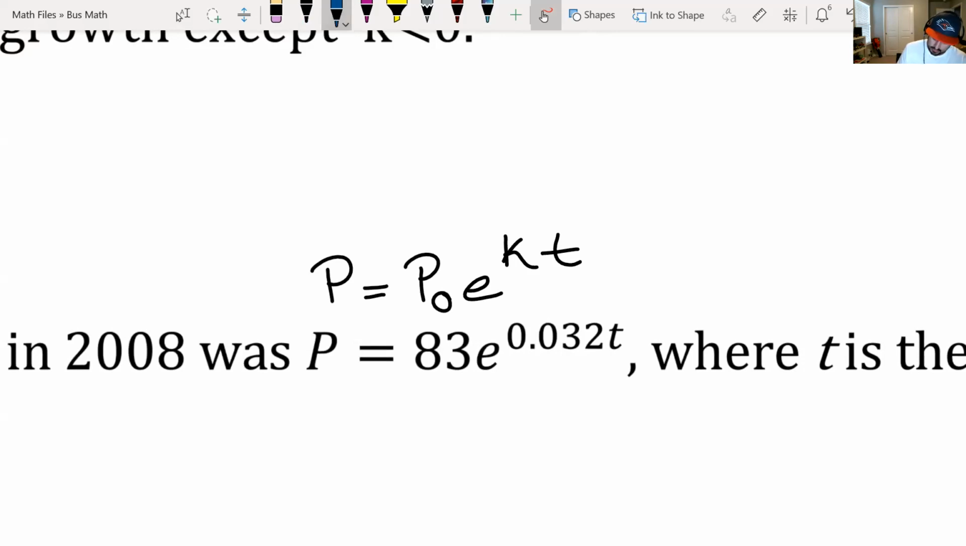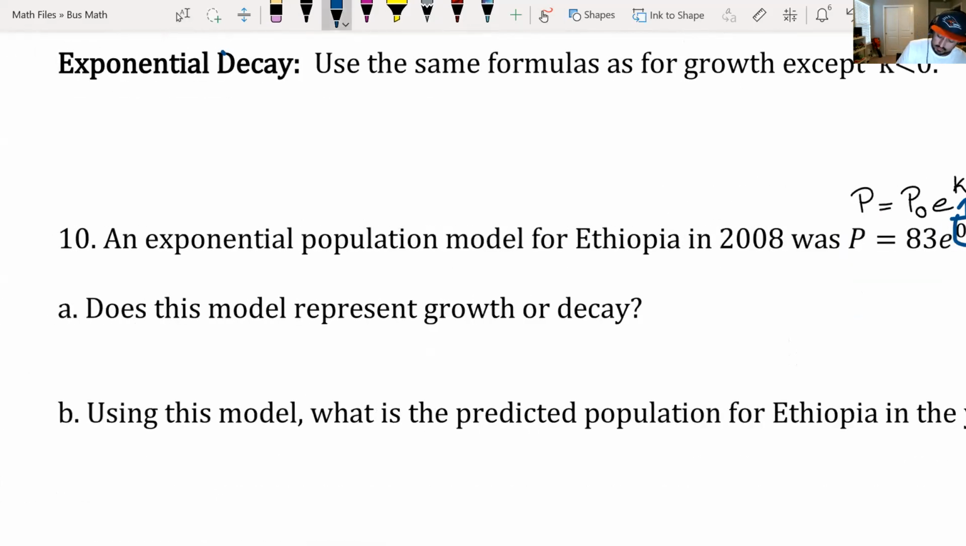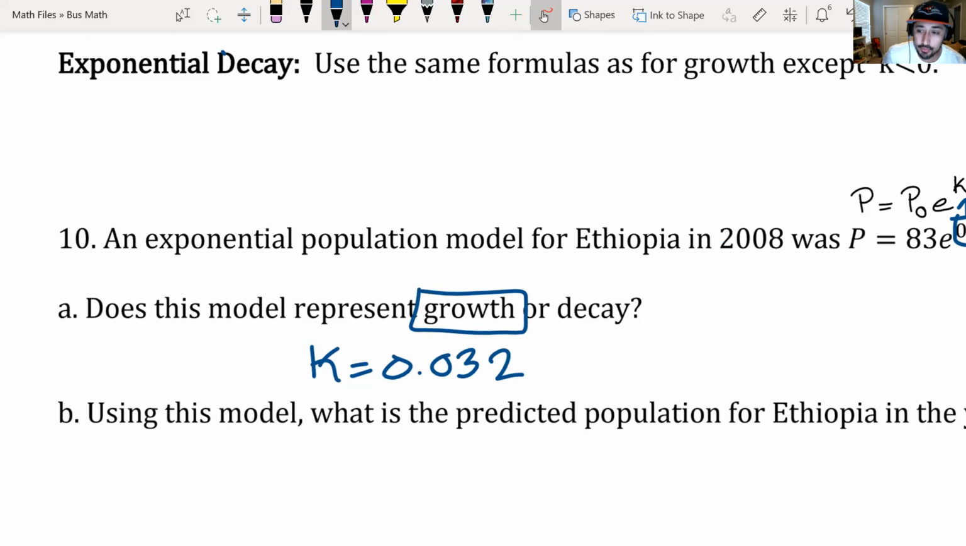Well, looking at this, 0.032 is my k value. So, coming back over here, since k equals 0.032, this is positive. This will represent a growth model, because this is positive.